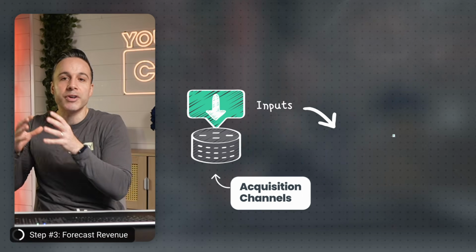Well, I take it back. There's just one rule. The most important thing with forecasting revenue is to ensure that your inputs are driving your outputs. A lot of times I see companies just put a random number for how much they think they're going to do on revenue.